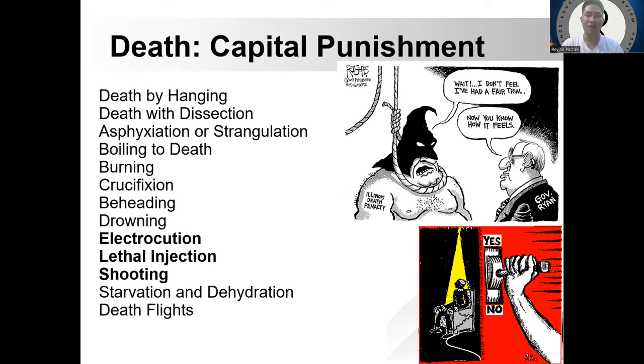Then of course, we have the death through lethal injection naman. Sige, ano yung tinatawag natin class na substance or chemical na ginagamit dito sa lethal injection? Okay, pakilagay nga sa ating comment section. Anong substance or chemical yung ginagamit natin dito? Actually, tatanong rin to pagdating sa forensic science. Ano yung chemical or substance na ginagamit sa lethal injection?